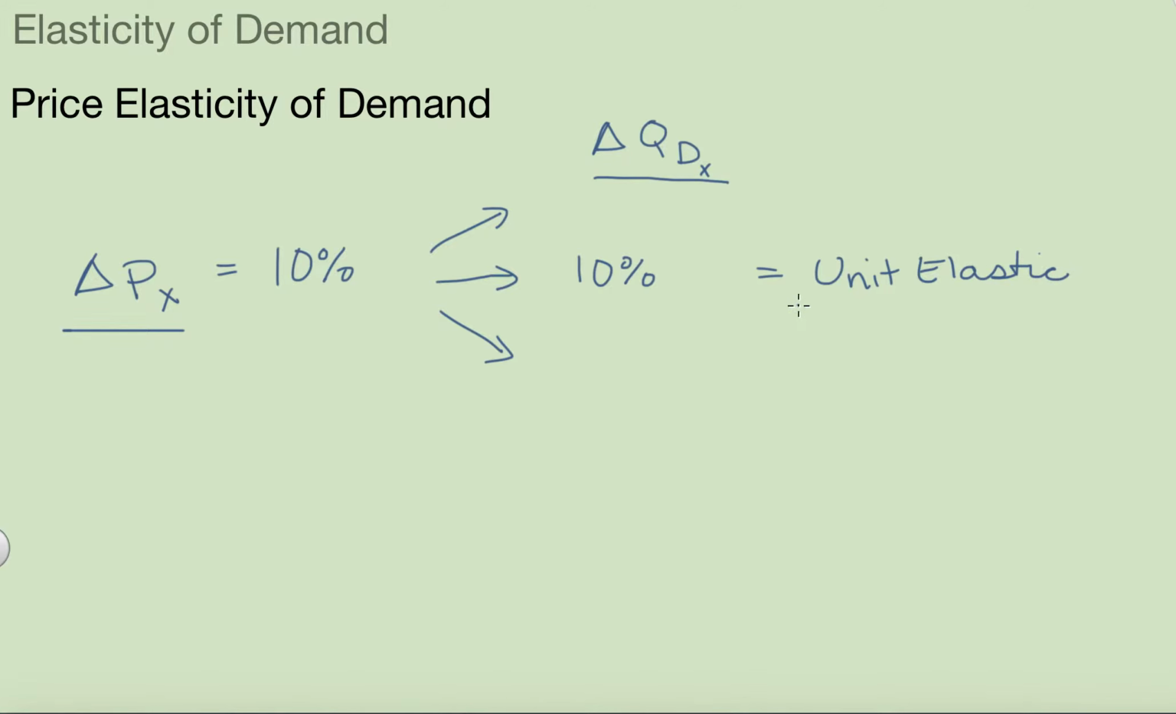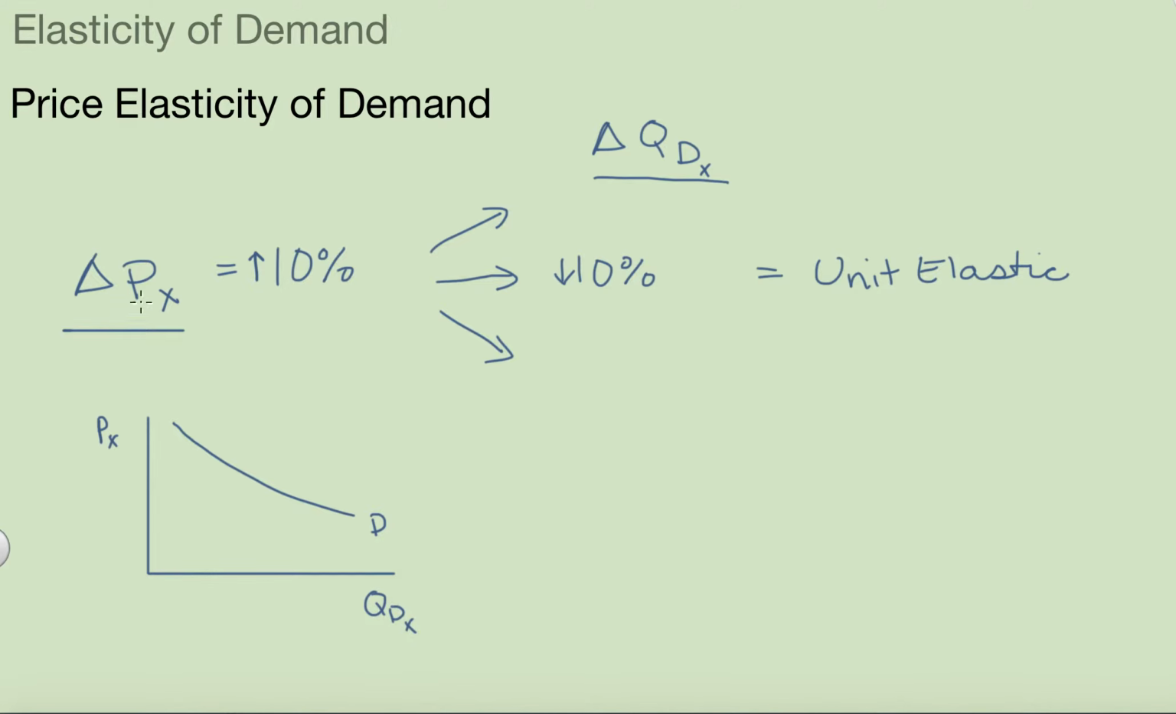Unit elastic means that however much the price goes up by, the quantity demanded is going to fall by the same amount. Okay, so let's say that there's an increase in price by 10%. We're going to see that there's a decrease in quantity demanded by 10%. And this isn't surprising that it's a negative relationship, because we know that the demand curve is downward sloping, that there's a negative relationship between the price of good X and the quantity demanded of good X.